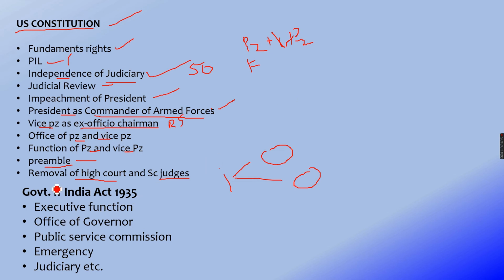Okay, Government of India Act 1935, we have borrowed the executive function, office of the governor, public service commission, the emergency provision and the judiciary. Please note that they never ask what we have borrowed from the Government of India Act 1935. It is irrelevant, but as a matter of knowledge, I have given this.